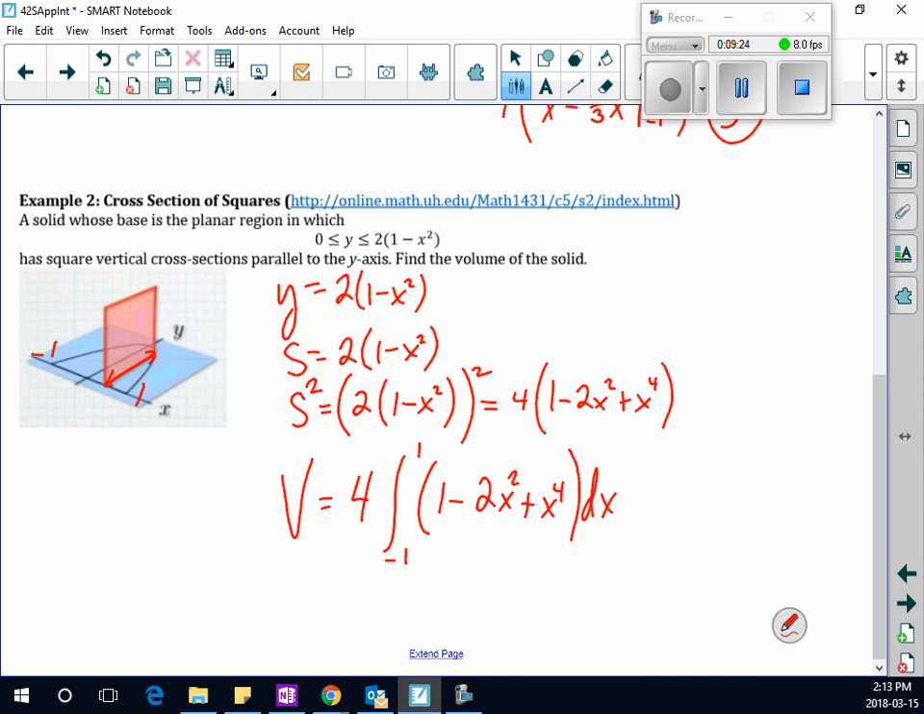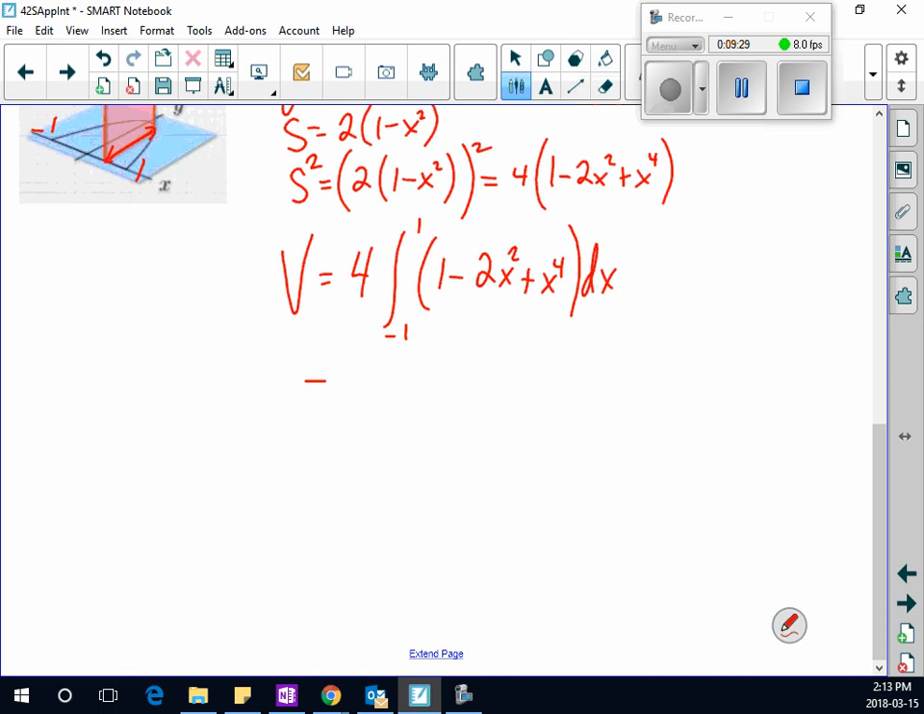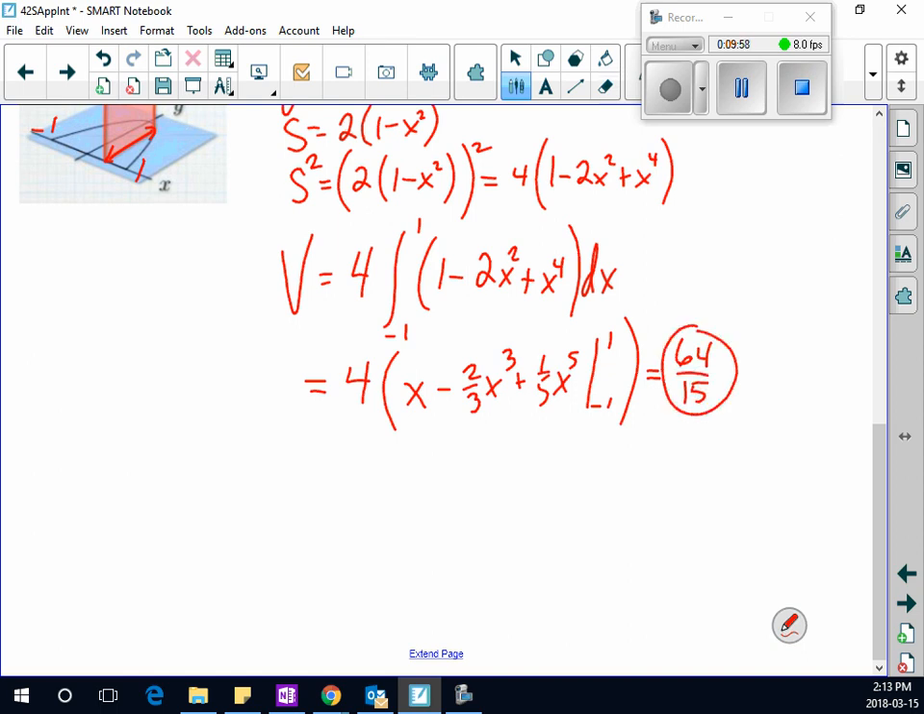Everybody good with that? Okay, we'll just do the next step, and then I'll just give you the answer. So this is 4 bracket. This would become an x. This would become a minus 2/3 x cubed, and then this would become an x to the power 5 over 5, and that's from -1 to 1, and my final answer is 64/15. A lot of these are just going to be practical. Yeah, it seems that way, just because of the natural way it's going.